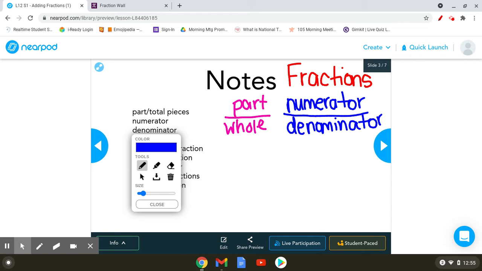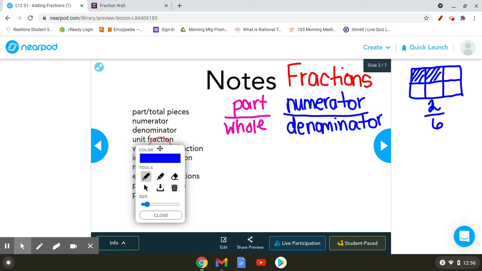So for example, if I had something that looked like this, and let's just say that this represented a tray of lasagna and it was cut up into pieces like this, the total number of pieces is the denominator. It shows how did we break up the whole. Then the top, if I shade in one piece, my numerator would be a 1. If I shade in 2 pieces, my numerator would change to a 2. It's the part of the whole that we're looking for.